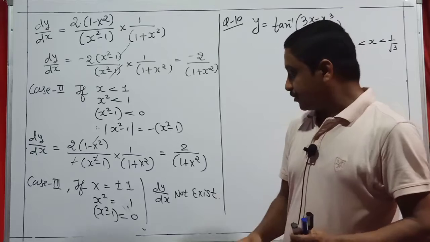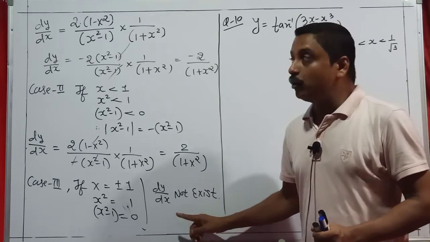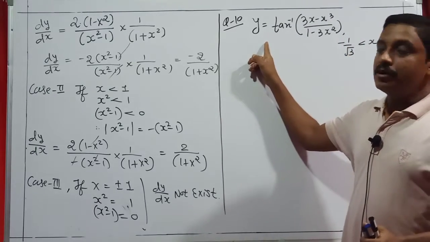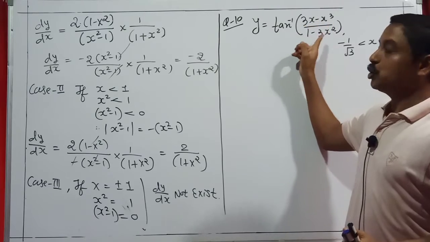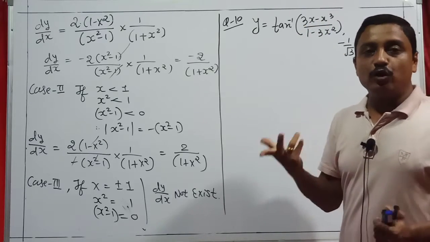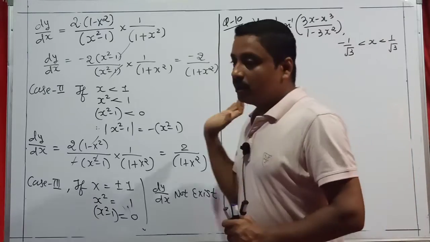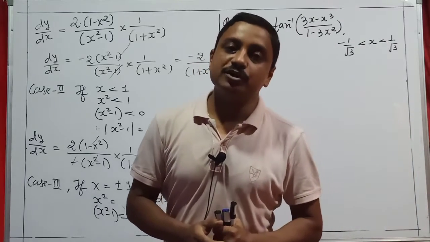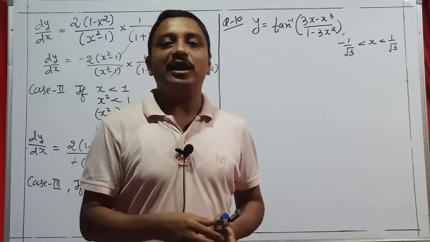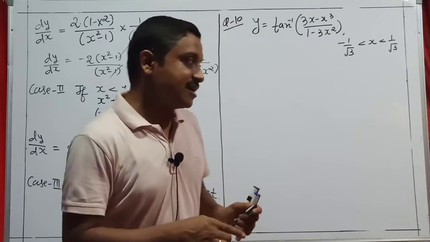Now students, after completing these answers, I go to the 10th one. y is equal to tan inverse of (3x minus x cube) upon (1 minus 3x square). I hope you know it is tan 3 theta. And students, the condition given is minus 1 by root 3 to plus 1 by root 3. It means in this numerical I am going to use the substitution tan theta.